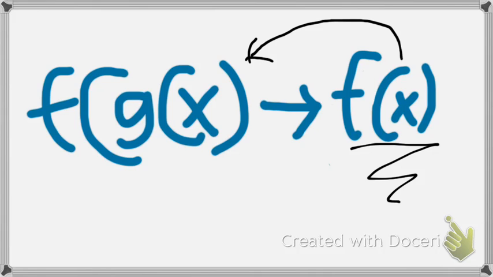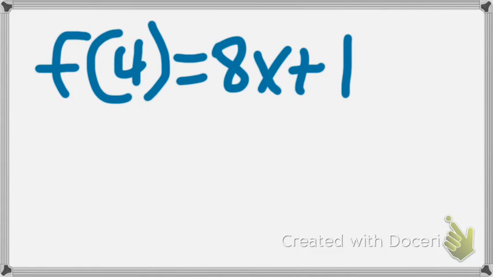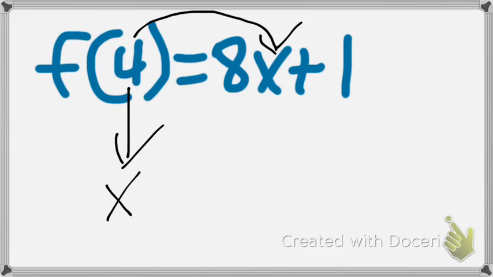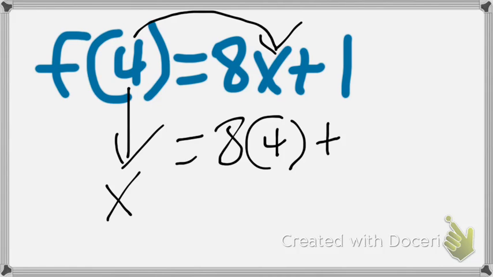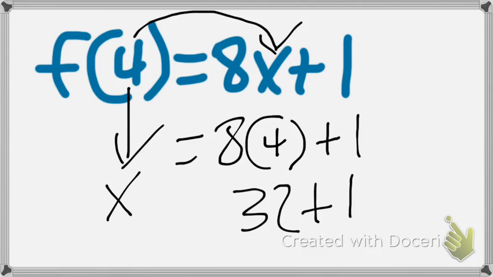So the first thing you're going to do is a linear equation. You're going to plug 4 into x because this is acting as x. So it's going to go to 8 times 4 plus 1. Then you simplify: multiply 8 and 4, plus 1, which equals 33. So the function of 4 is equal to 33.